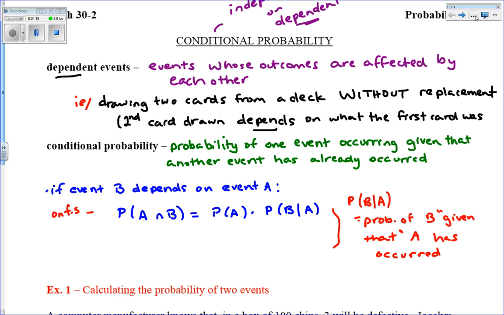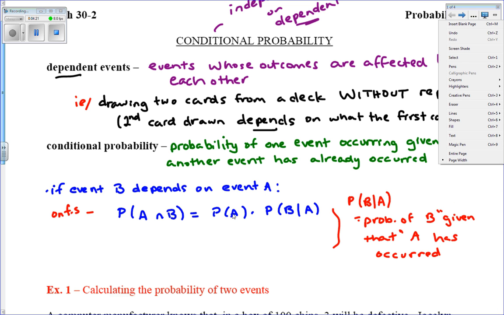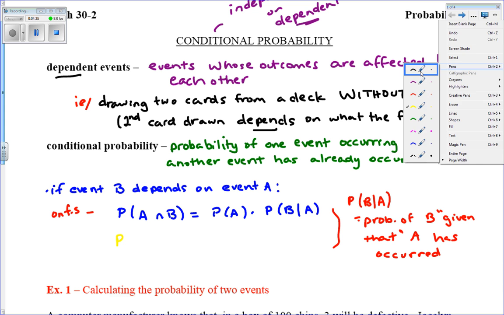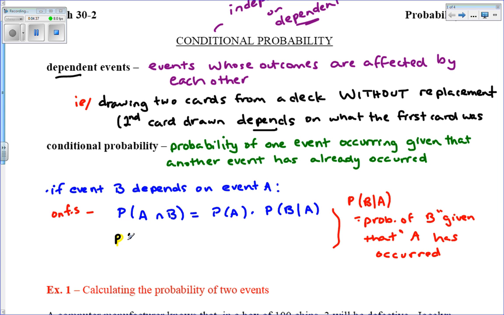This is the version that's on your formula sheet, but sometimes you have to solve for the probability of just A or just B, so you can rearrange this by dividing both sides. So we can say that the probability of B, given that A has occurred, is equal to the probability of A and B occurring divided by the probability of A. That's just a way of rearranging it. Okay, so we are going to look at some examples of what this means.